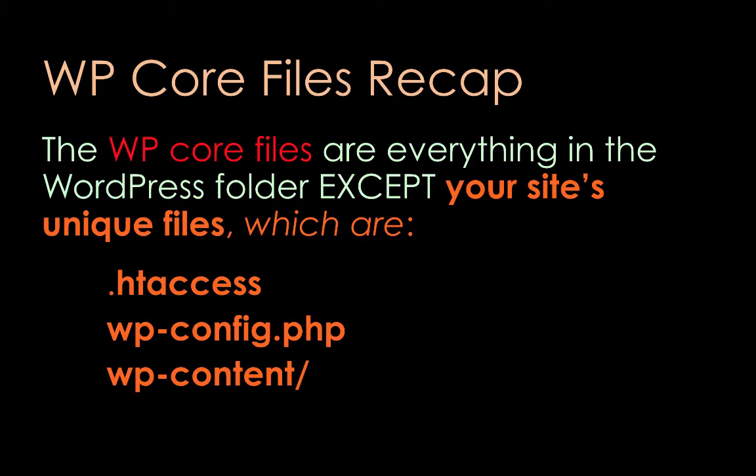All right, so I want to reiterate and do a recap really quick on those WP core files. We talked about this previously, but I'm just going to remind you, the WP core files are everything in the WordPress folder except your site's unique files. And those unique files are the htaccess file, which is a hidden file. That's why it has a dot in front of it. The wp-config.php file, also very important. And then your wp-content folder. That wp-content folder is going to have your themes, your plugins, your uploads, so all of your attachments, picture files and things like that that you uploaded. Those are going to be the only unique things.